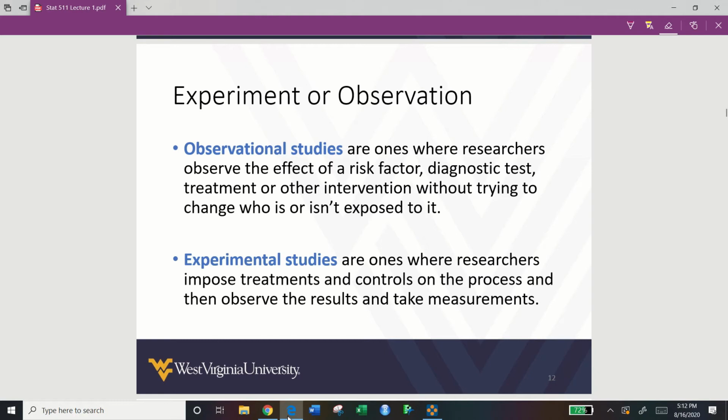So what is the essential difference? Well, in observational studies, you have less to control. You're watching what occurs in the world. The experimental studies are designed.